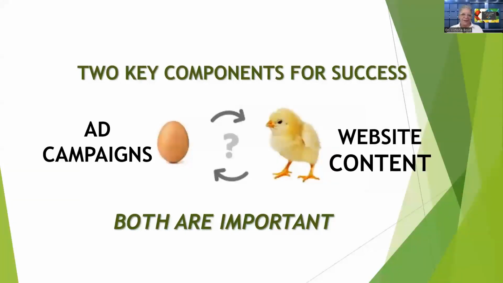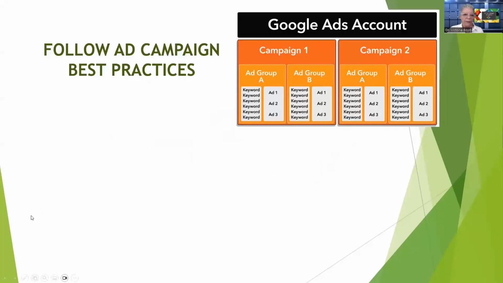There's two components for success: your ad campaigns and your website content. They're both important, but if you think about it, your website can run without the ad campaigns, and that's where everything is going. All roads lead to your website. So you want to consider that, even though they're both important, put the priority on your website because it will function without it.